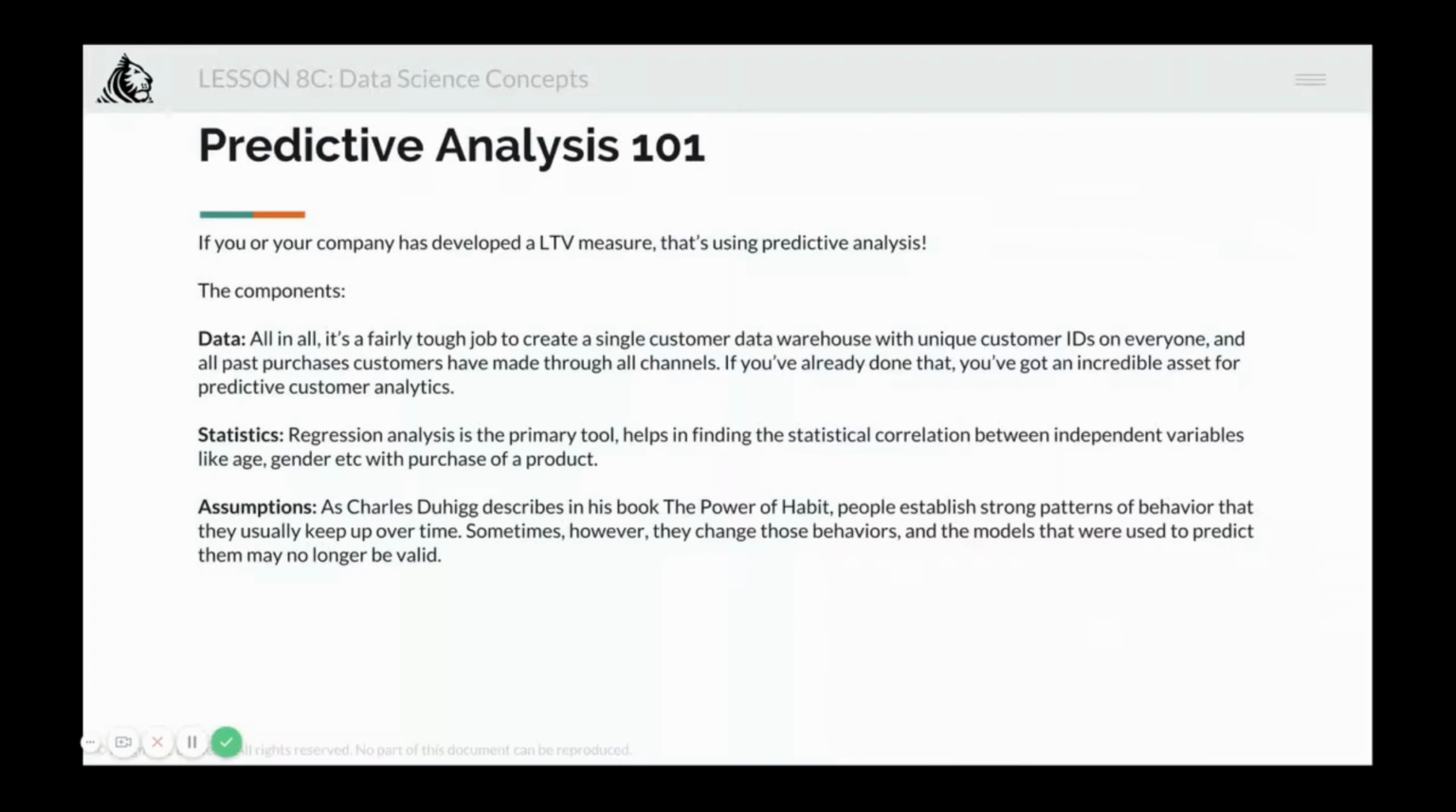The quantitative analysis isn't magic, but it is normally done with a lot of past data, a little statistical wizardry, and some important assumptions. Let's talk about each of these. So, number one is data. Lack of good data is the most common barrier to organizations seeking to employ predictive analytics.